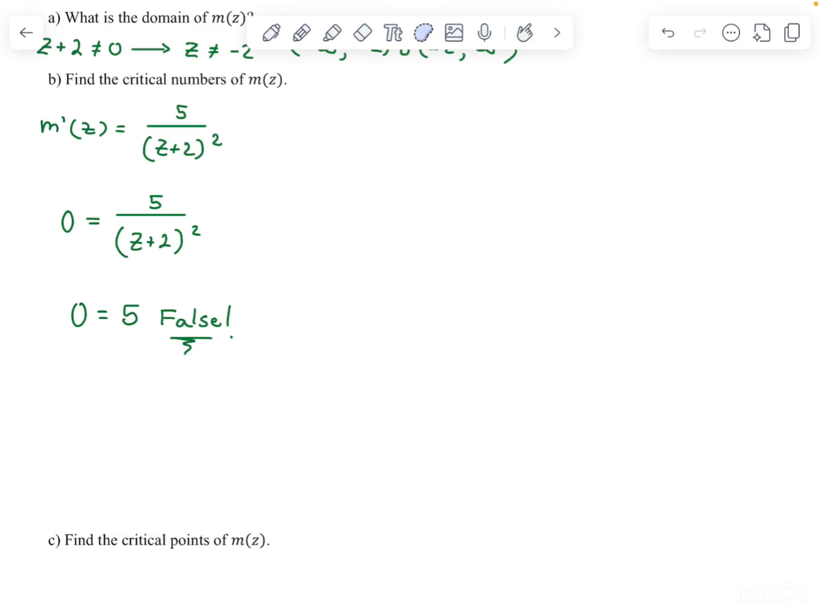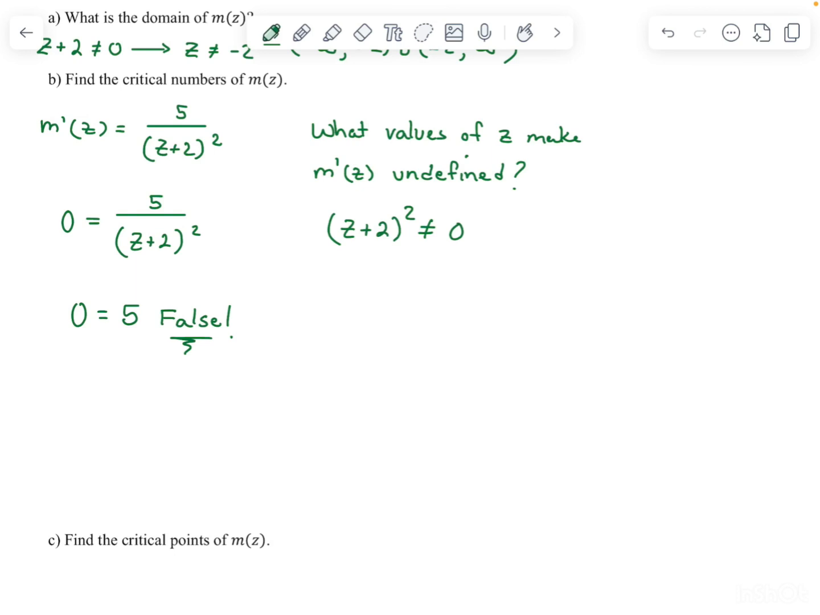So what we're going to do now is determine the values of z that make the derivative undefined. To find the values of z that make the derivative undefined, we're going to start with the fact that the denominator cannot equal 0. This implies that z plus 2 cannot equal 0, so that z cannot equal negative 2. Negative 2 is not in the domain of m. So we can conclude that negative 2 is not a critical number.